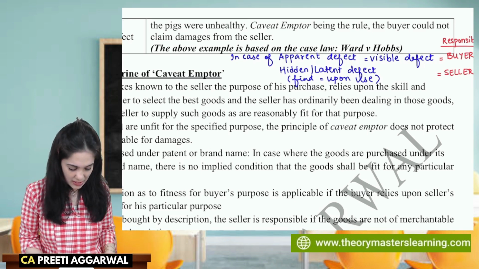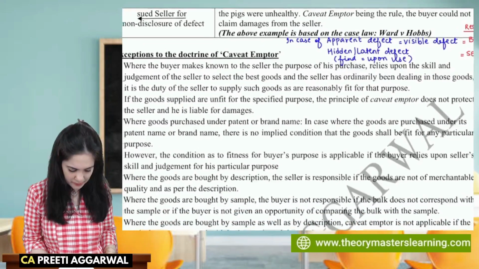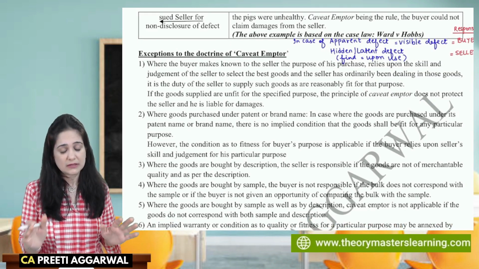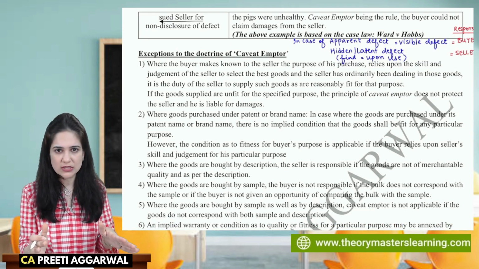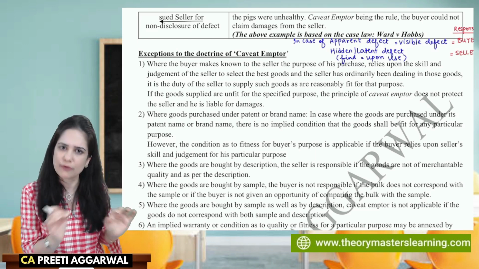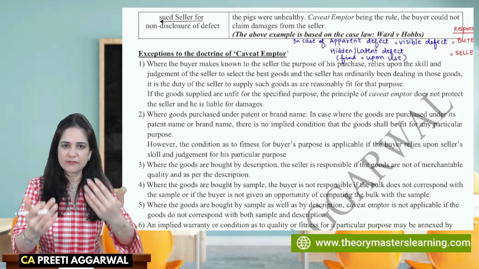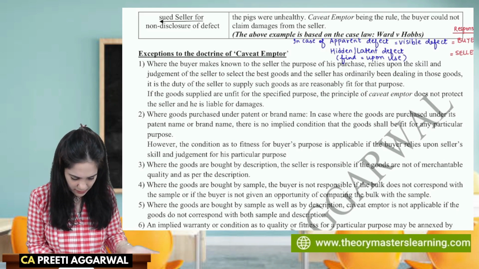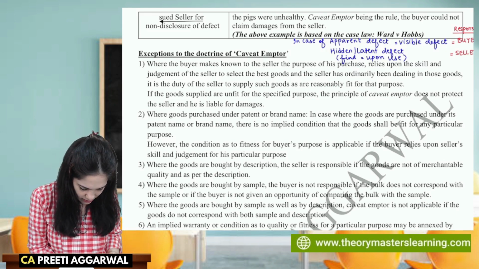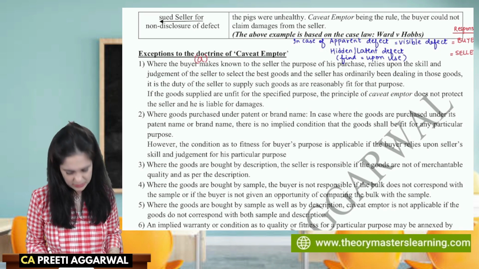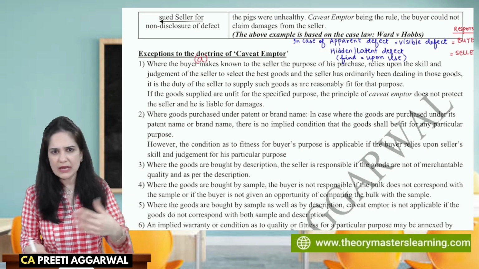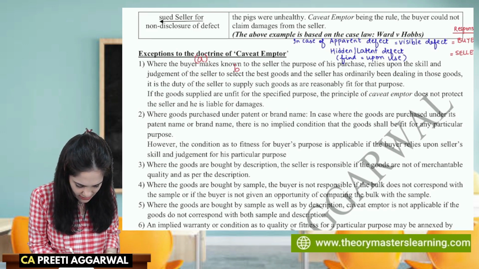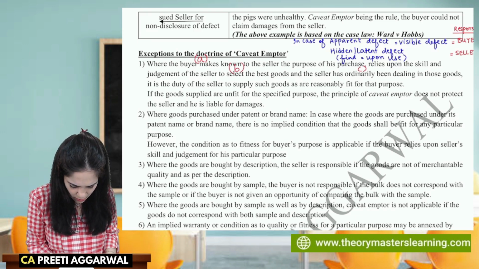What if the buyer makes the purpose known to the seller? Okay, I had informed the seller that I require a tiffin box which will keep the food hot or warm. I had informed the seller about the purpose. I'll just highlight the points for you. The buyer makes the purpose known to the seller. This is the first requirement. He relies upon the skill and judgment of the seller to select the best goods because the seller has been dealing in those goods since a long time.